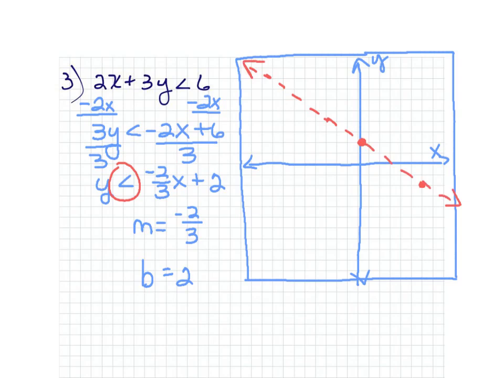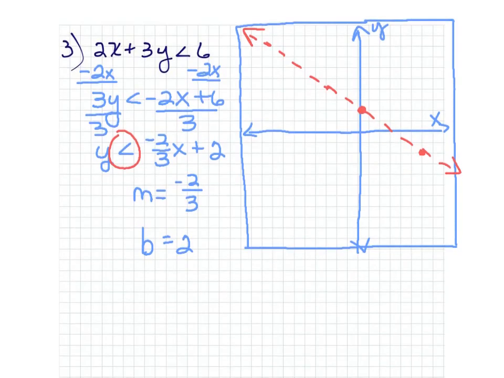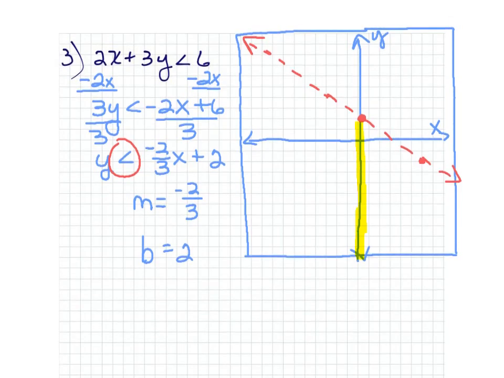Okay? So now the question is, which side am I going to shade? Which side of that boundary includes all of my solutions? Well, I look at my inequality. It says y is less. Go to my y-intercept. Y is less goes down. So I will shade everything below the boundary, where y is below the boundary. This is your solution.